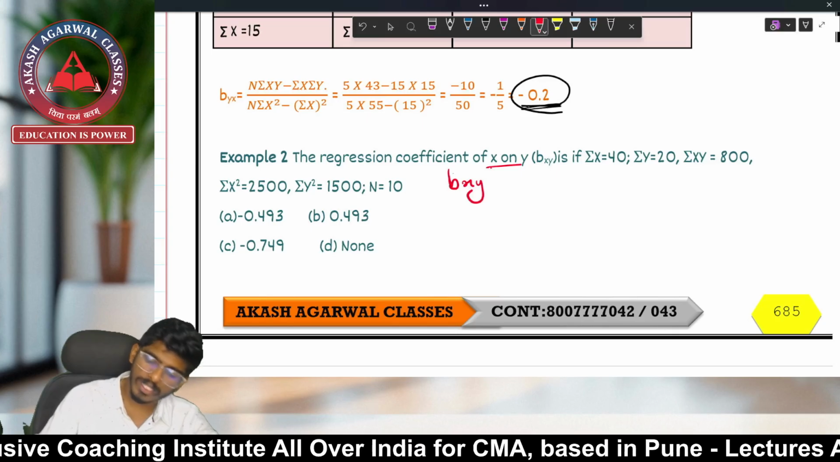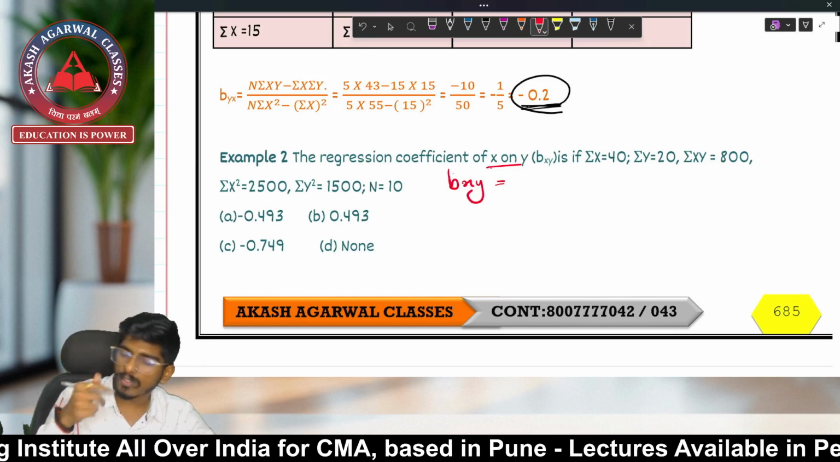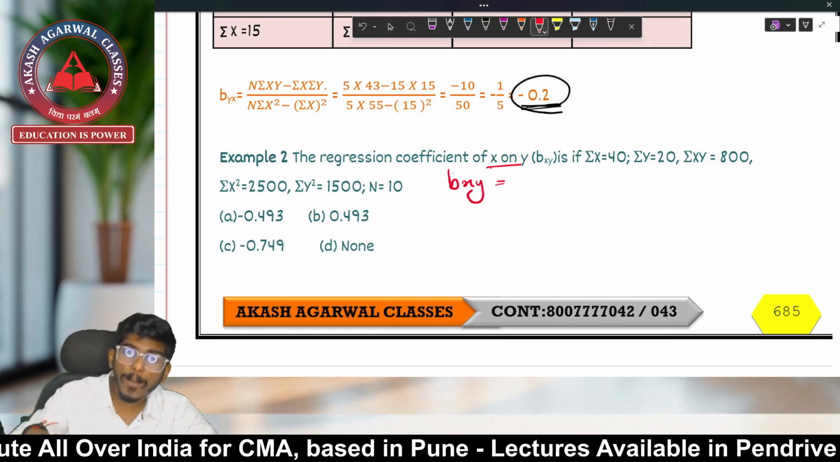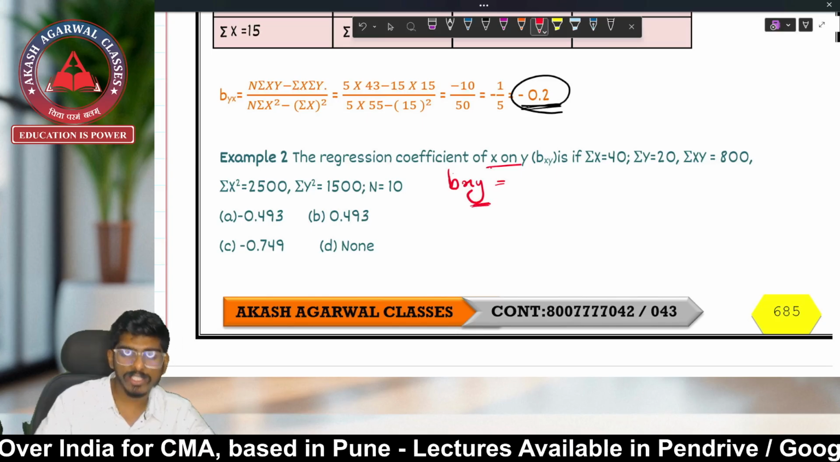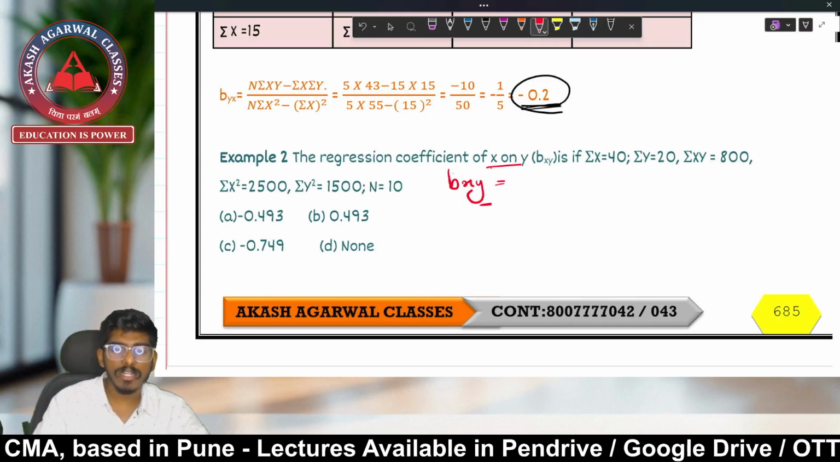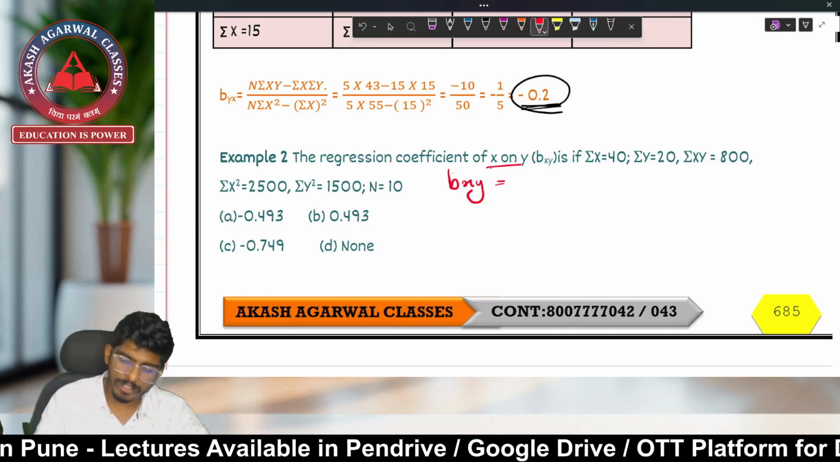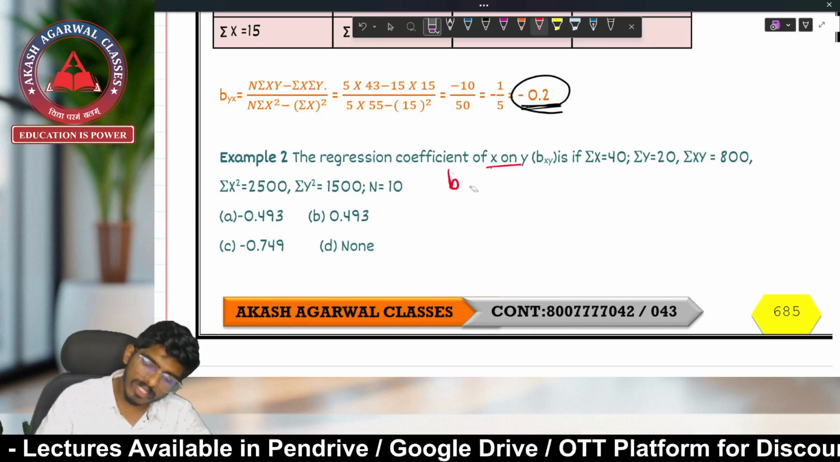So when they are talking about x on y, x should come first. That is going to be bxy then. And again, we know the formula for bxy. It is going to be covariance of x comma y upon standard deviation of y square, because y is coming in the second place. That means it is going to come in the denominator's place.